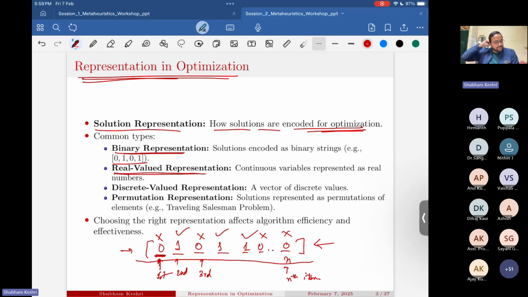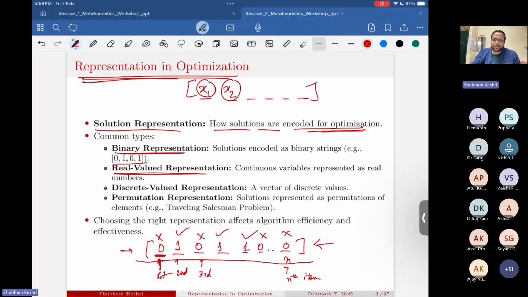Okay. Real valued representation. So the problems which we discussed yesterday, for example, that linear programming problem, when we were saying that X1 represents the quantity of oil 1 produced, X2 represents the quantity of oil 2 produced. So that is a real valued representation, right? These are real values, real variables. So you can have a vector of real values, and each variable can take real values, and therefore we will get a real valued representation.